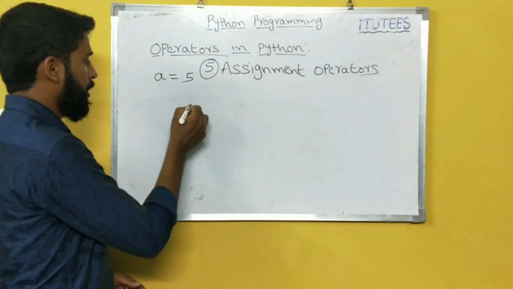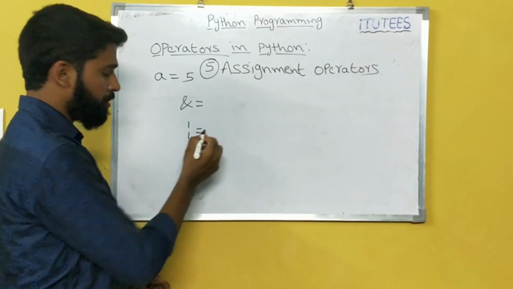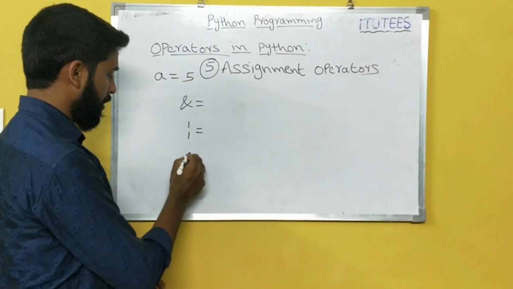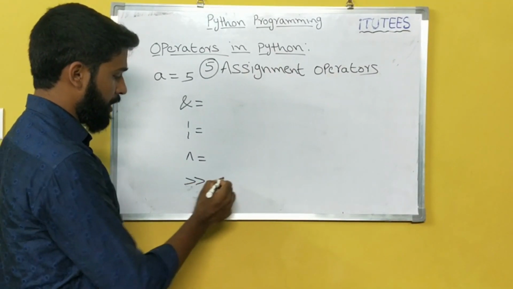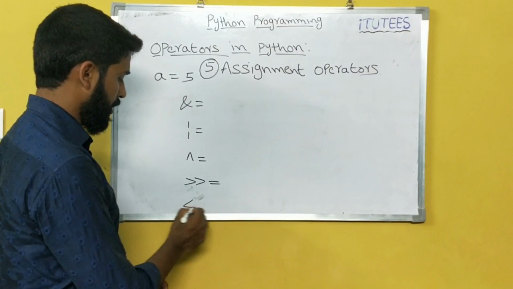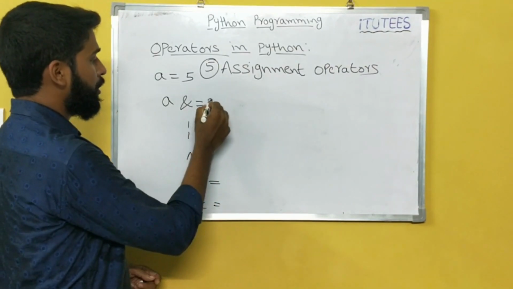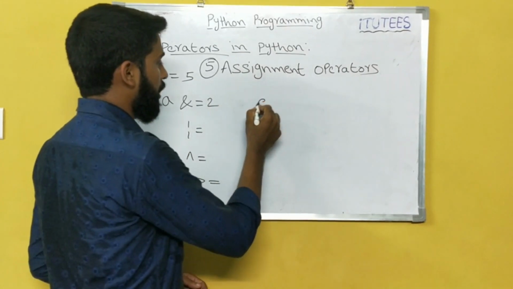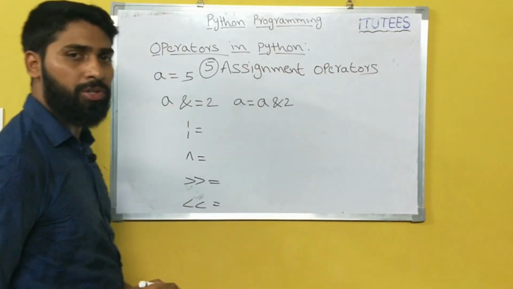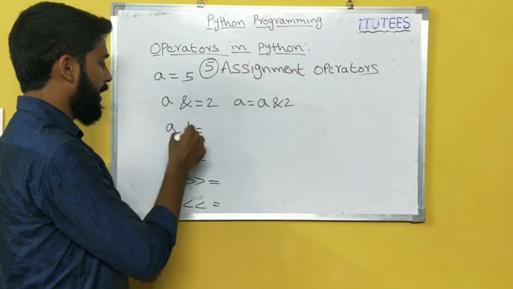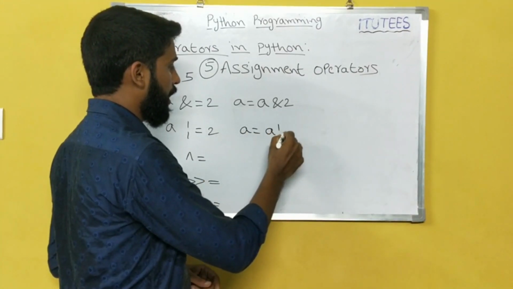Next operators: and equals, or equals, XOR equals, right shift, left shift. A and 2. What does that mean? A equals A and 2. A or 2. What does that mean? A equals A or 2.